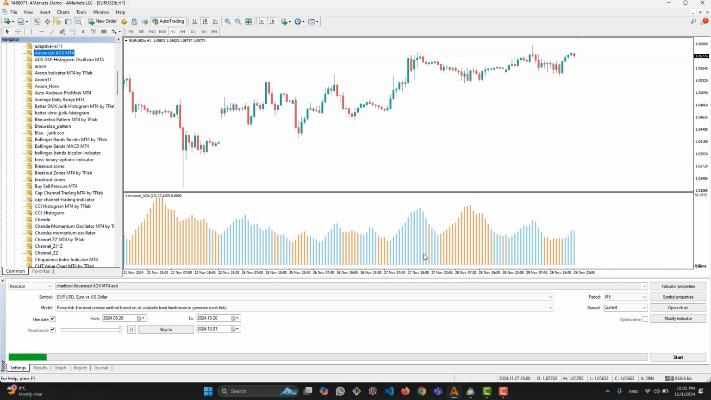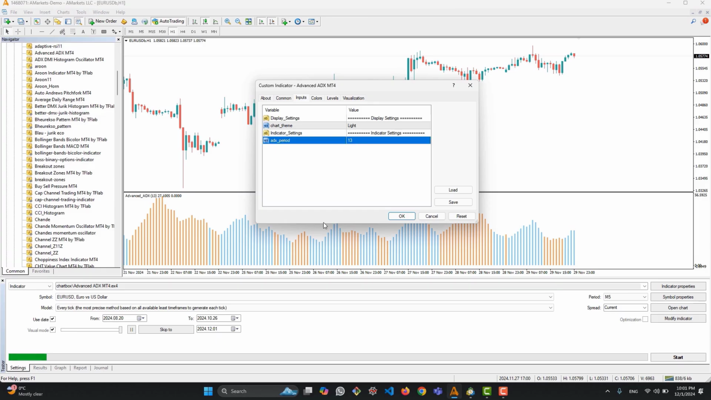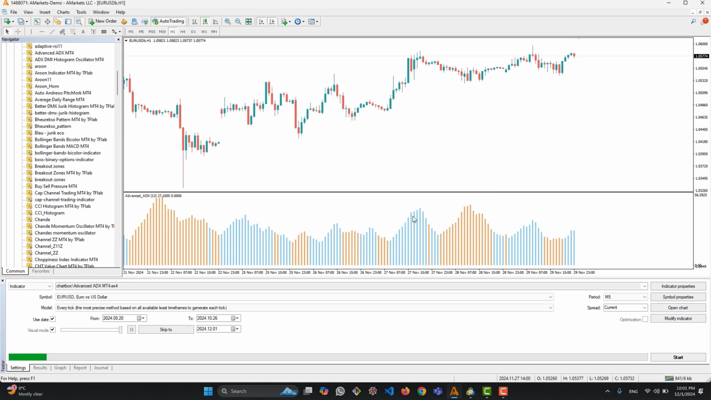Let's review the settings of this indicator together. This indicator only has one input, and that is the ADX period, which we can set here. Let's take a look at the live test of this indicator on the MetaTrader 4 platform.